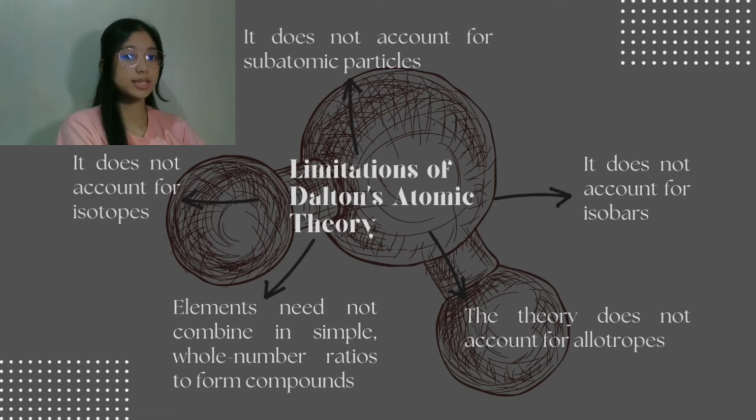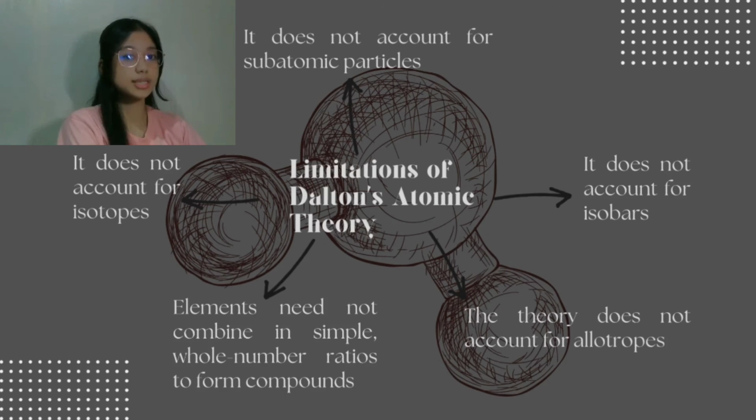The next one is that it does not account for isobars. Dalton also asserted that every aspect of an atom differs depending on the element. This has been shown to be inaccurate in certain instances, like the atomic masses of calcium and argon, which are both 40 AMU, or atomic mass unit.